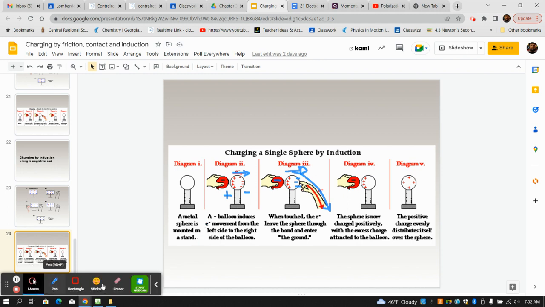Now, another thing would be if we come close to the object right here, we kind of separate the charge. One side is going to be more positive, one side is going to be more negative, and we don't make contact with the balloon, or we have a grounding path. Then as soon as we take the balloon away, it goes back to being neutral, same number of positives and negatives.